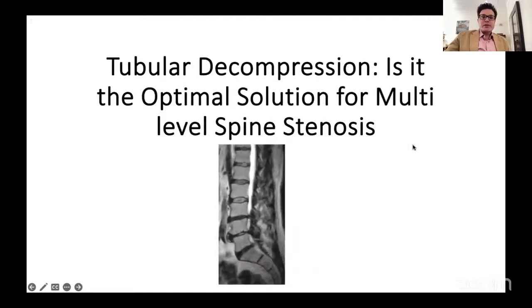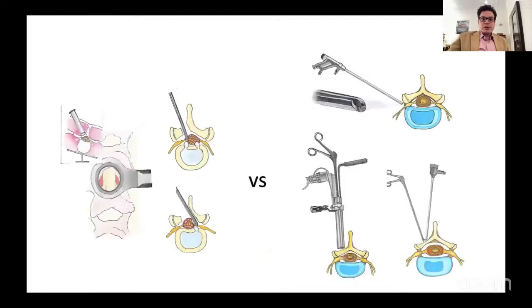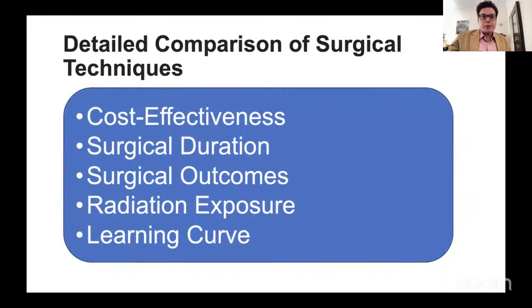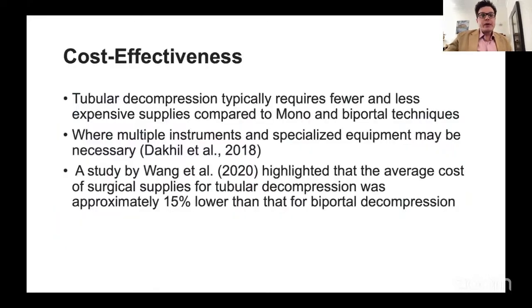Tubular decompression is the optimal solution for multiple spinal stenosis, so head-to-head: endoscopic decompression versus tubular decompression. My talk will have a detailed comparison of surgical technique in terms of cost effectiveness, surgical duration, surgical outcome, radiation exposure, and learning curve. In terms of cost effectiveness, tubular decompression requires fewer and less expensive instruments, while multiple instruments are required by endoscopy.